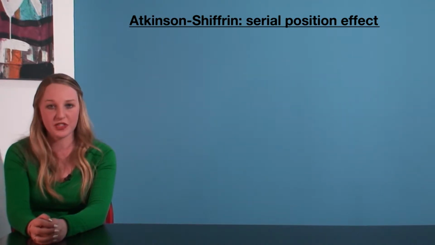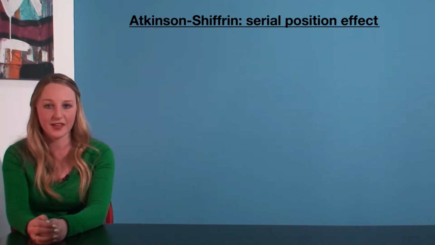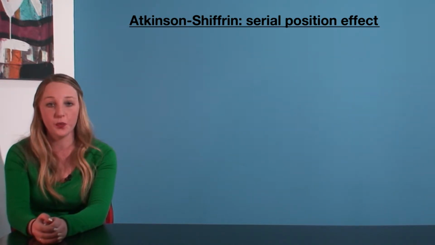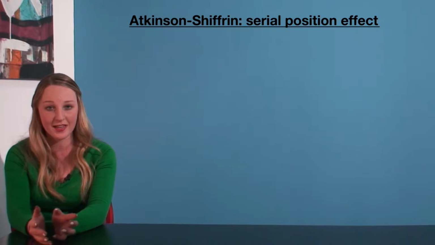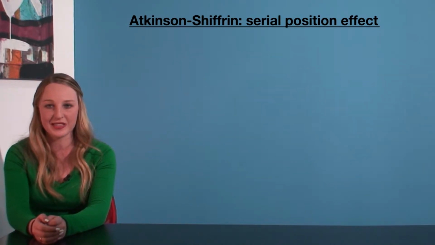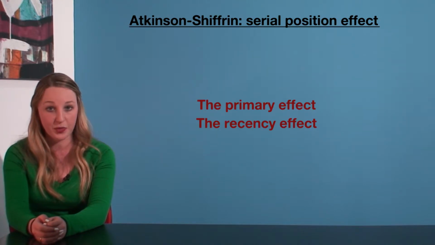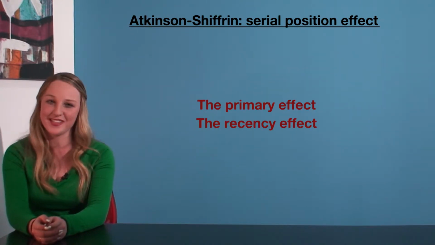The serial position effect refers to the idea that the likelihood of information being remembered depends partially on whether it was presented at the beginning, in the middle, or at the end of a list. There are two parts to the serial position effect, the primacy effect and the recency effect.